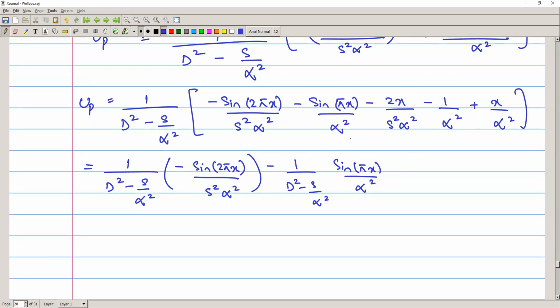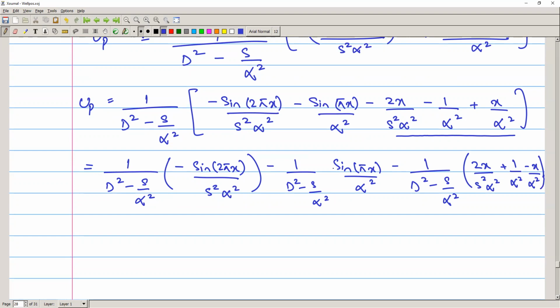We'll apply the operator D method. You should be familiar with the operator D method before starting the Laplace transform methods for the heat equation. Now we can combine all these terms. We take the negative sign as common, so it will be D squared minus s over alpha squared times 2x over s squared alpha squared plus 1 over alpha squared minus x over alpha squared, right?